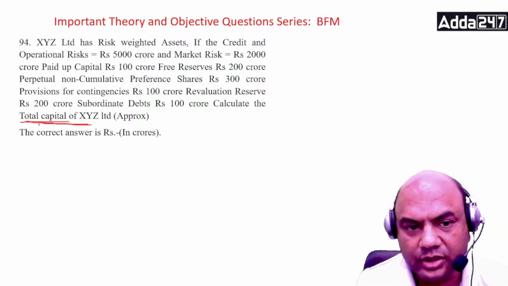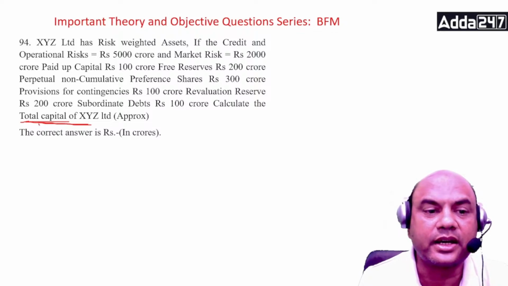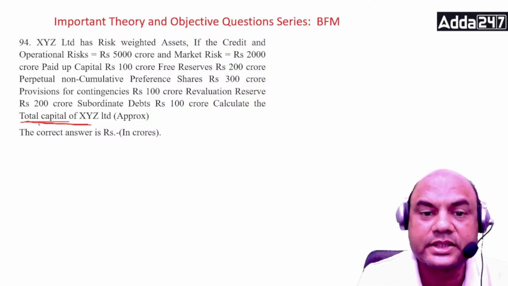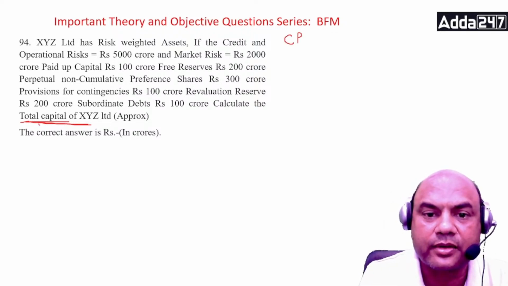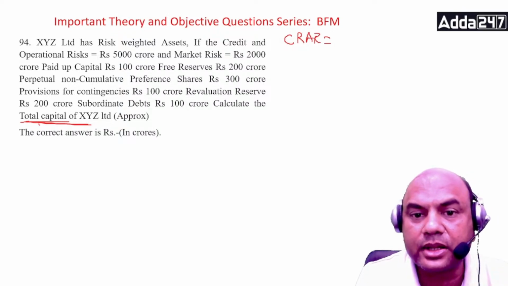Now let's see how to calculate the capital. Firstly, understand the formula. Where has this come from? This has come from CRAR. CRAR is known as Cook's ratio. So capital upon RWA.